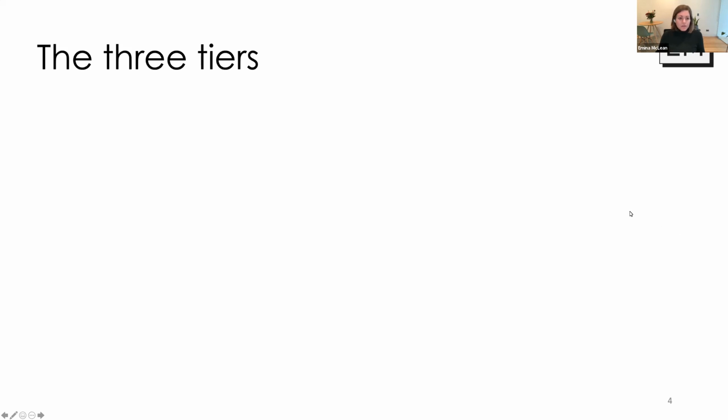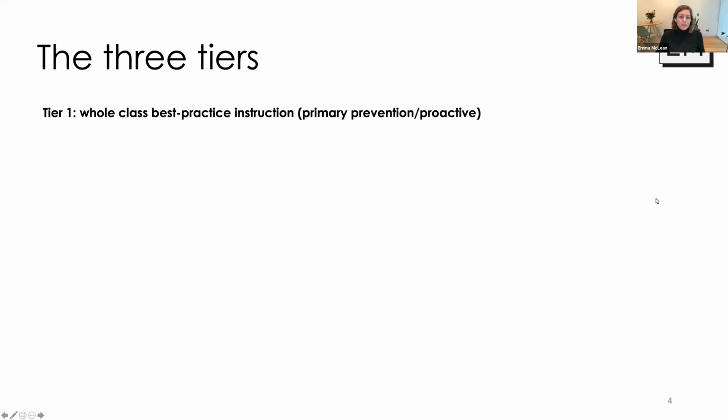Okay, so let's break down the 3 tiers a little bit more. So tier 1 is whole class best practice instruction. So on the previous slide, I said quality instruction. I said quality is important. On this slide, I'm going to say whole class best practice instruction. Best practice instruction is the really important part here.